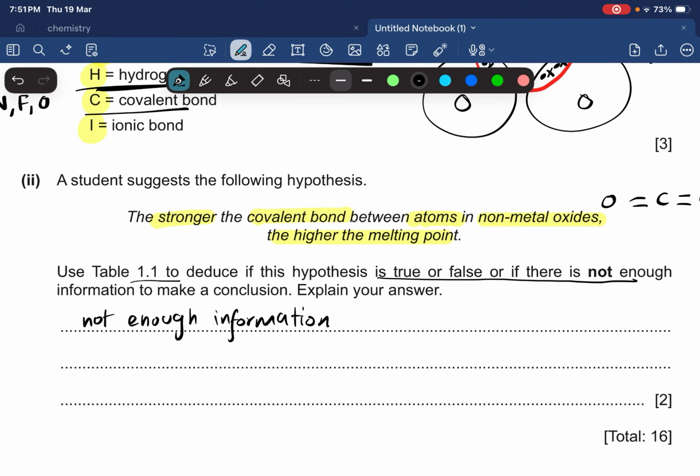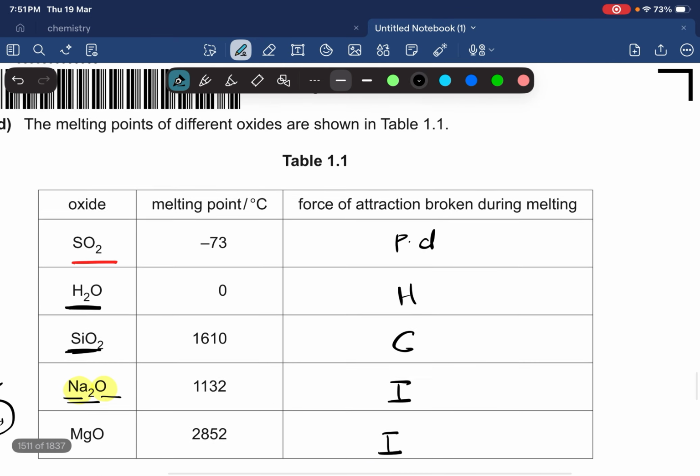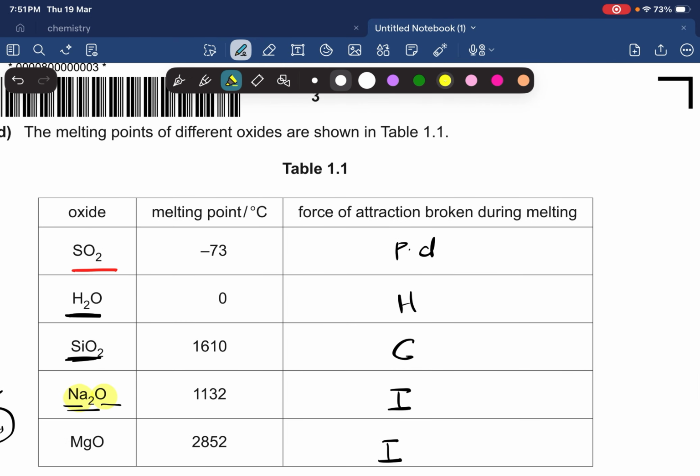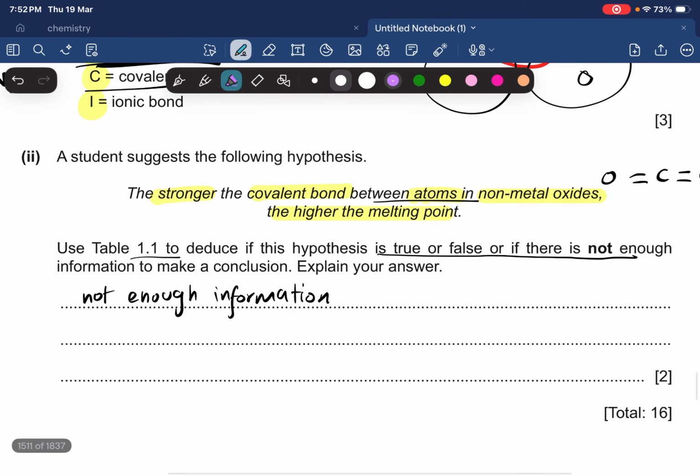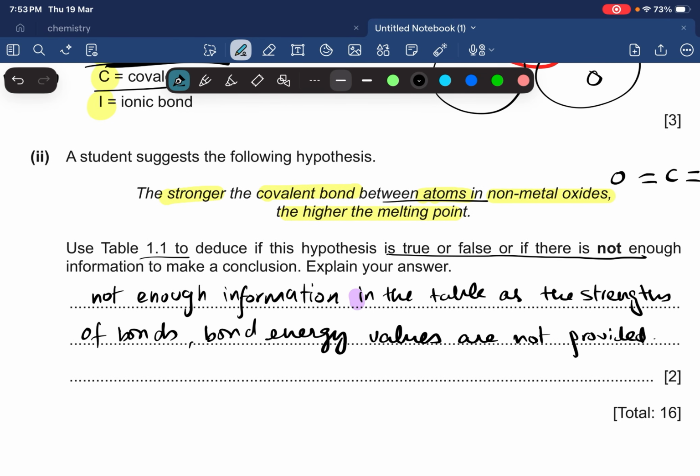The stronger the covalent bond between atoms in non-metal oxides. How many non-metal oxides do I have in my table? I have SO2, H2O, SiO2. The stronger the covalent bond. I'm not given the strength of the covalent bonds. So not enough information. You've got to realize one important thing.